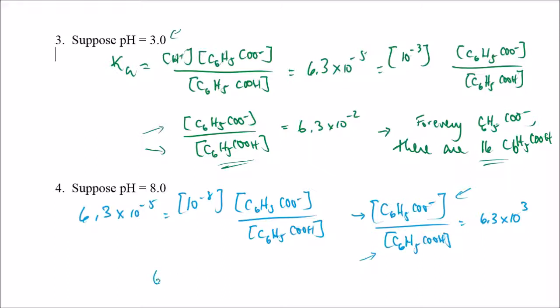Let me write the conclusion. 6,300 benzoate ions for each benzoic acid molecule. Should make sense to you that we've changed the pH by 5 units. That's 10 to the 5th power. So the ratio has changed by 10 to the 5th power. So depending on which you want, do you want mostly benzoic acid? Do you want mostly benzoate? You just adjust the pH. You just adjust the pH and you have control over that ratio.